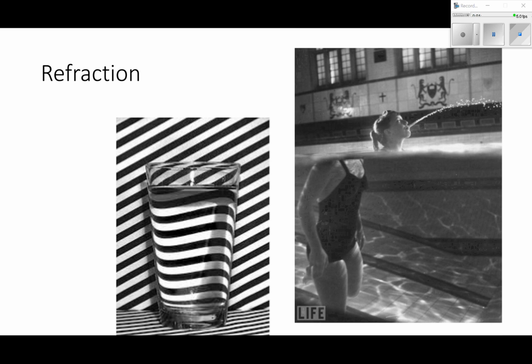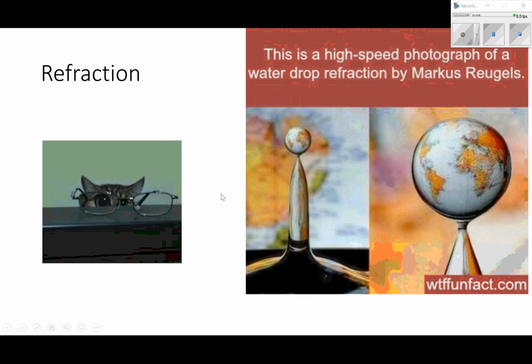All right, refraction's a bit more interesting. You ever look into a glass and see how your straw looks bent? Well, that's refraction. Light bends when it enters a new material. So we see these lines in the water cup are wavy when you look through the water cup. We have this swimmer spitting water, the cat's eye. I really like this picture. It's not a picture of a globe, it's a picture of a water drop refracting a map from behind it. Looks like a globe.